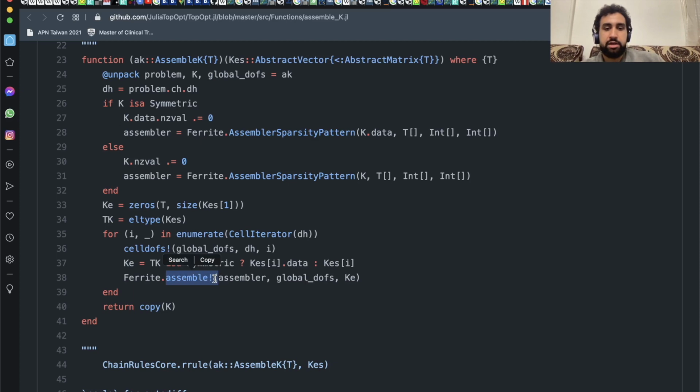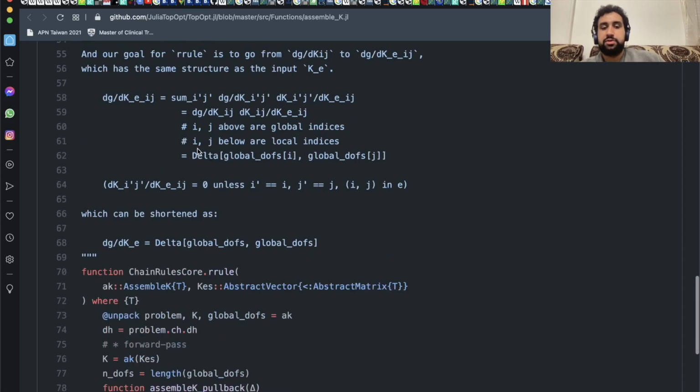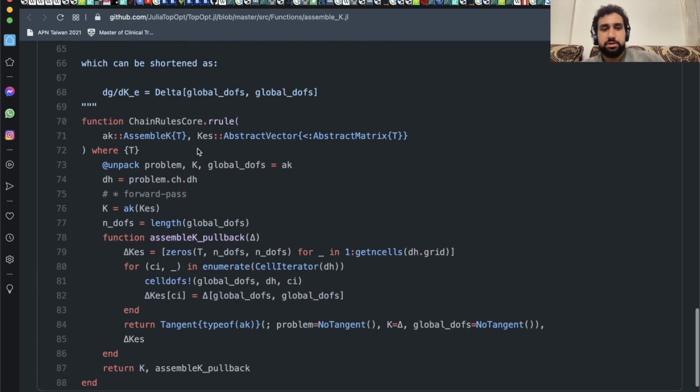This is going to be mutating the matrix being assembled, which we're later going to return, and so that's not compatible with AD, and so that's something that we need to address. And the way we address this is actually by defining the rrule. And this is the syntax for defining an rrule. So we have the rrule function here, and we have two inputs. The first input is the actual function that we're calling, and the second input is the input argument to this function, right?